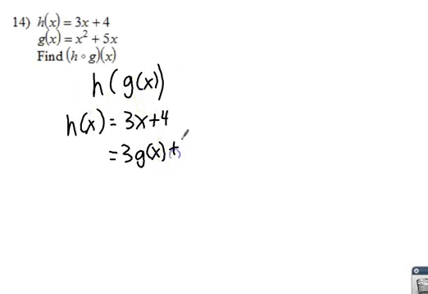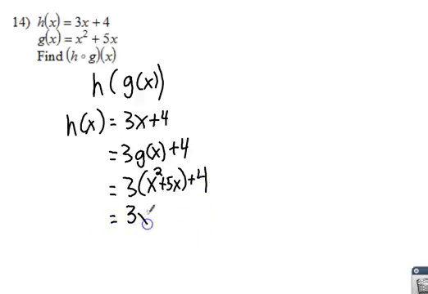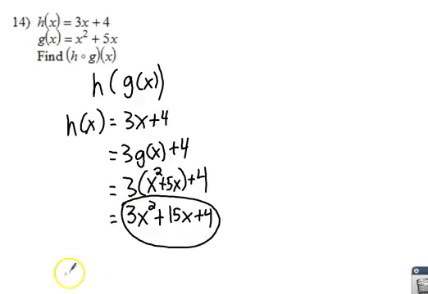And you're wondering, well, what the heck is g of x? Luckily, I know that in this problem. It is x squared plus 5x. And guess what? It's 3x squared plus 15x. And then plus that 4. Nothing can combine. So I'm done and I move on.